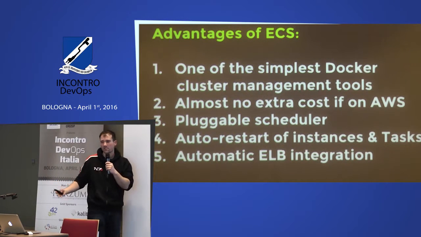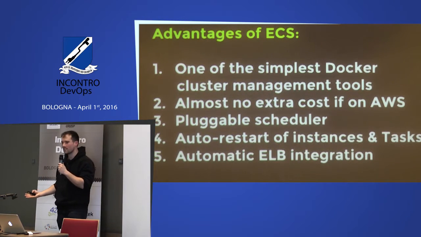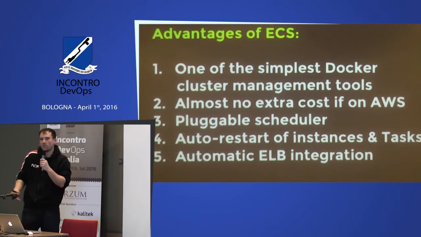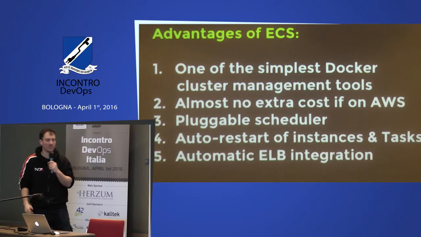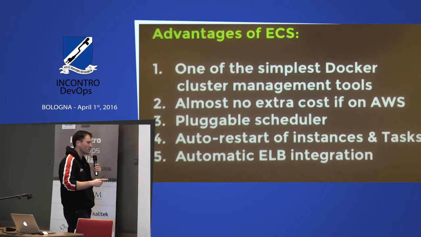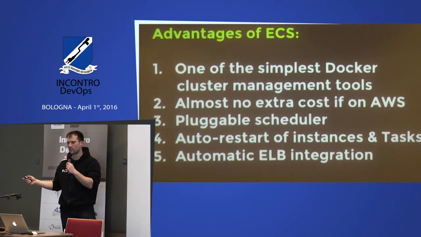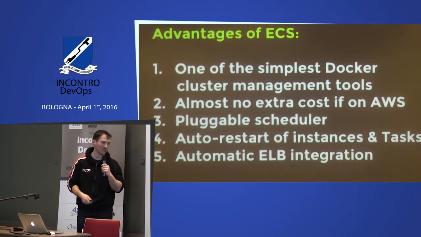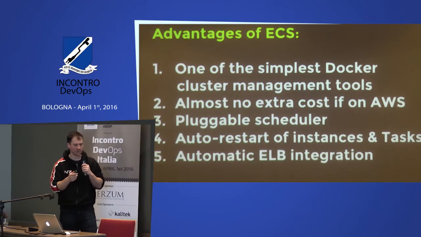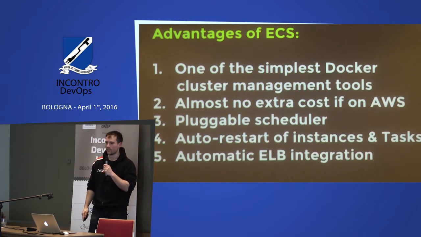If you're already on AWS, there's no real extra cost for using ECS, which is pretty nice. I mean, you pay for the EC2 instances, but you'd be paying for those anyway. The scheduler is pluggable. Auto-scaling groups will restart your instances. Services will restart your tasks if they go down, so you have some resilience.